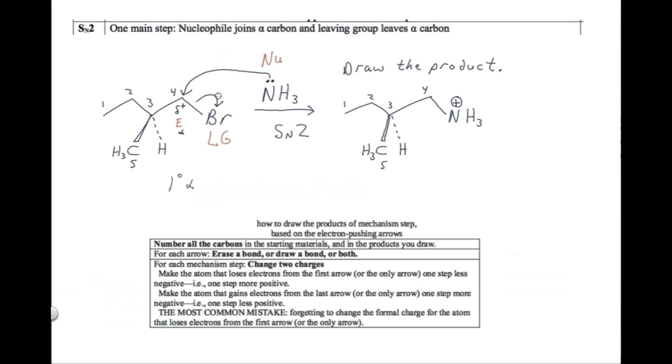Now we can deal with the second arrow. Does this arrow tell us to draw a bond, erase a bond, or both? Well, I think it should be intuitive that this arrow tells us to erase a bond between carbon-4 and the bromine. And in fact, I've really already erased the bond between carbon-4 and the bromine. And because this is the last arrow in the series, it also tells us to change a charge. This bromine started neutral, and it's gaining electrons, so it should become one step more negative. So we need to put that negative charge on the bromine.